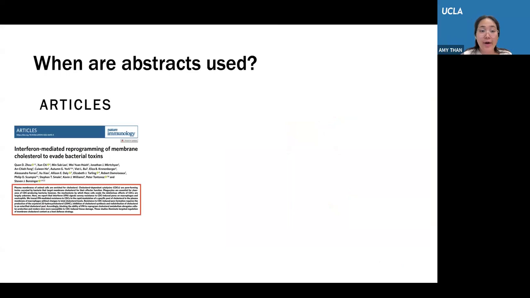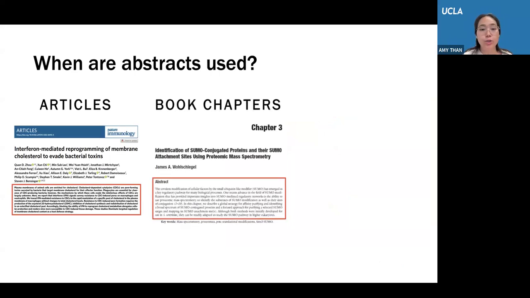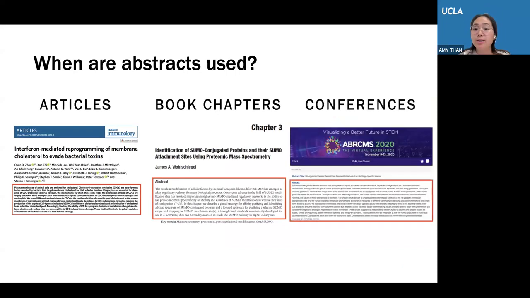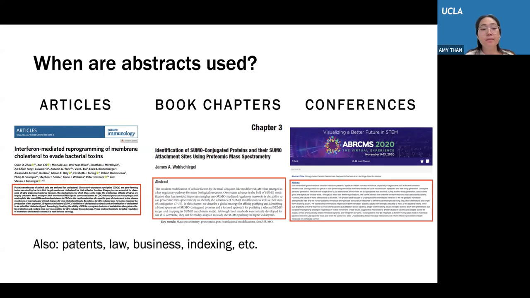When are abstracts used? They are typically included in articles as the blurb or the summary in a manuscript or academic research journal. They also could be found in book chapters as well as for conferences, like, for example, the Undergrad Research Center's showcase. This would be a summary of the project that will be presented in depth at the conference. We can also find abstracts in patents, law, business, and indexing. So again, the practice of writing an abstract is pretty transferable to other purposes as well.